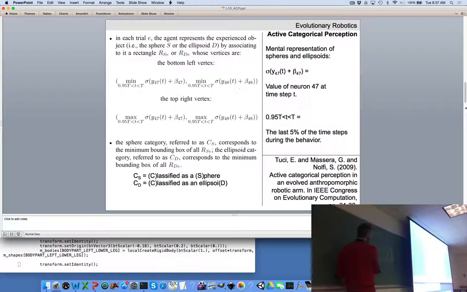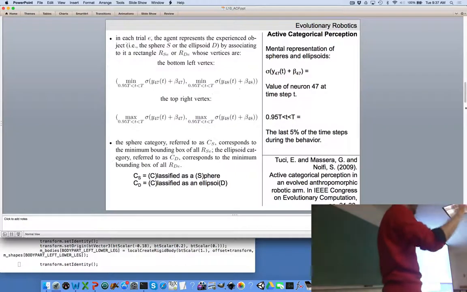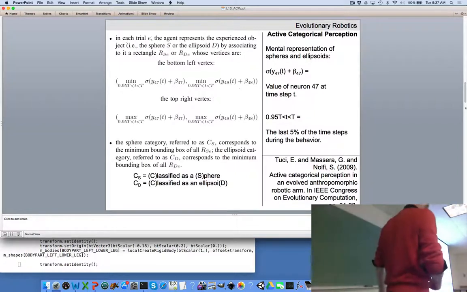So I'm going to erase this now. And instead of showing you the trajectory, I'm just going to show you the rectangles. So we place object 1, and we get one rectangle. We place object 2, and we get a different rectangle defined by neurons 47 and 48. We put object 3, and we get a third rectangle, and so on. Now, the investigators, or the computer, know which of these 16 objects corresponds to the sphere and which corresponds to the ellipsoid.